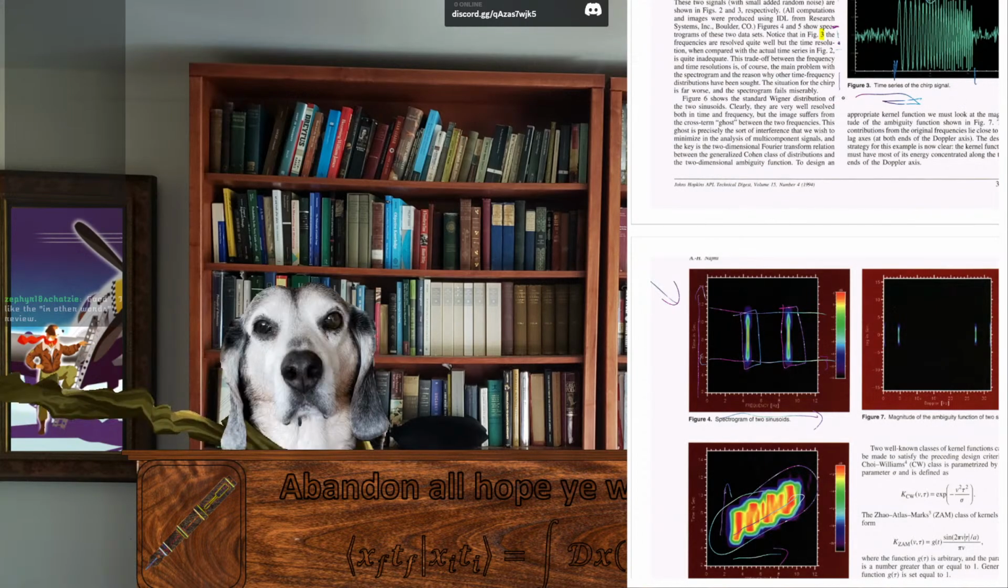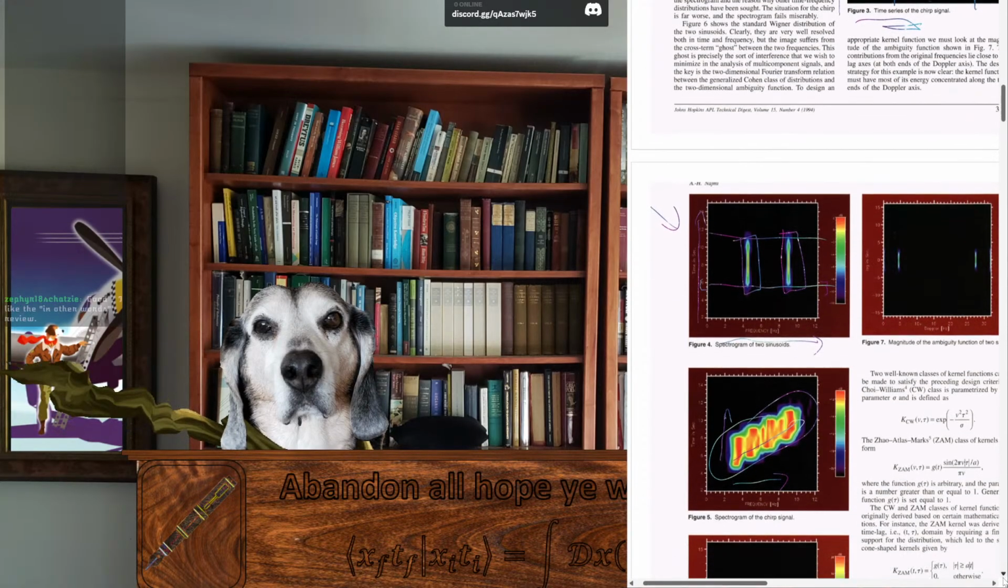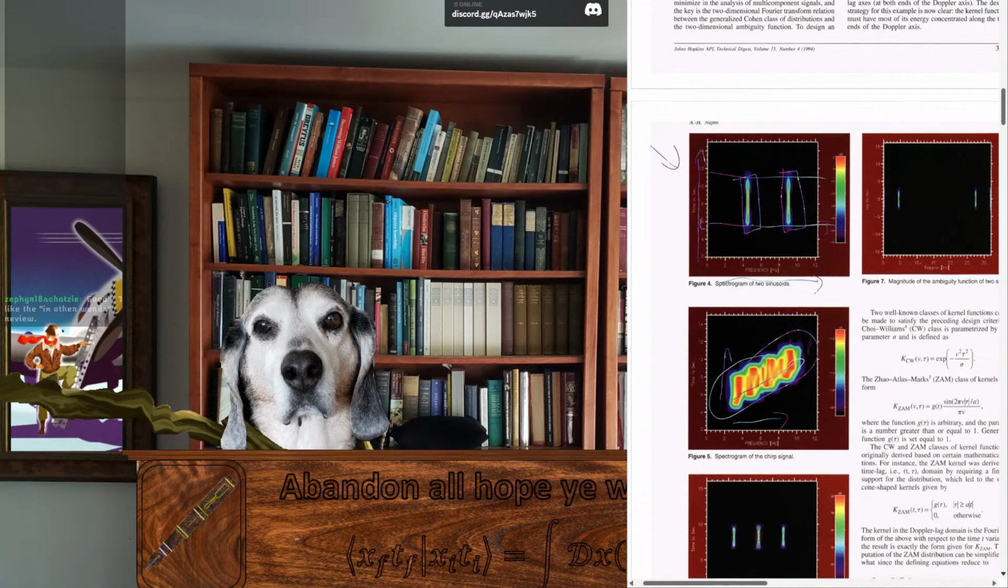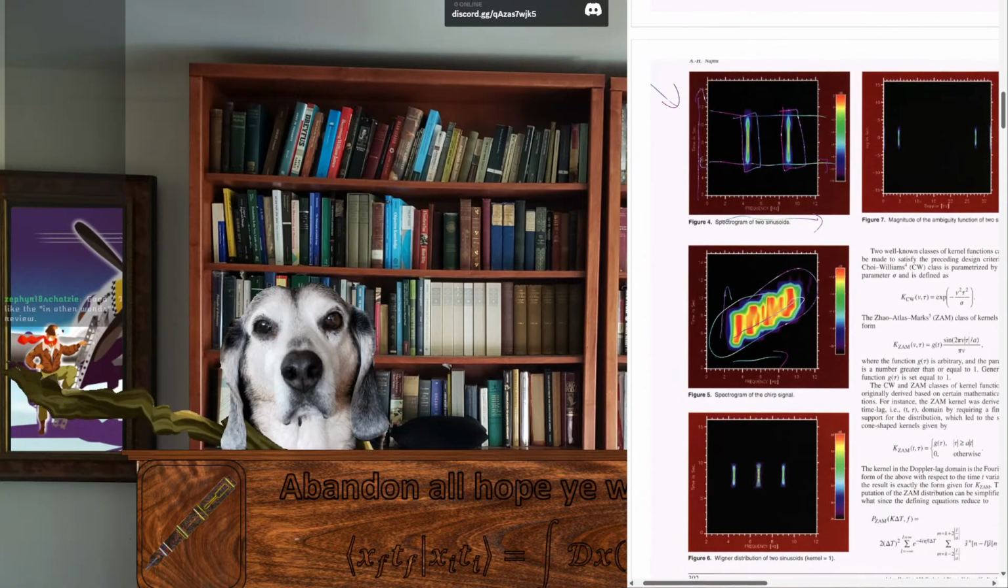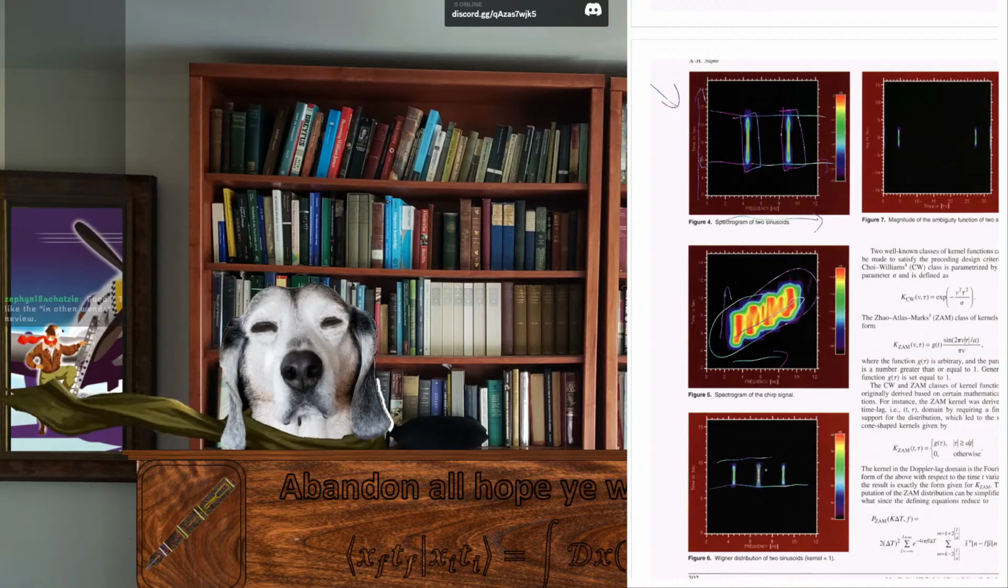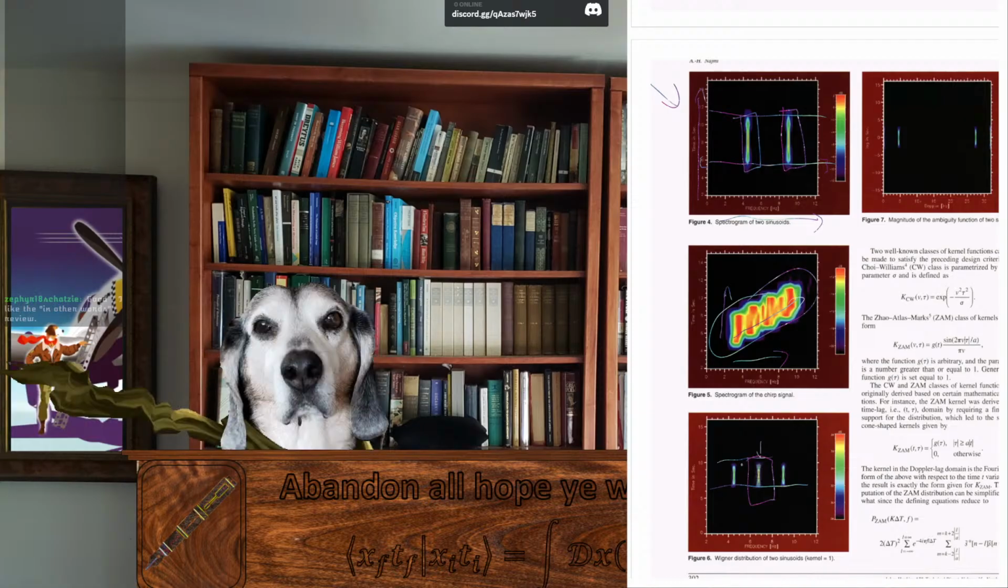Figure 6 shows the standard Wigner distribution of the two sinusoids. Here is figure 6. Now we're looking much better in time, much more resolved in time. But we now have this little guy here in the middle.